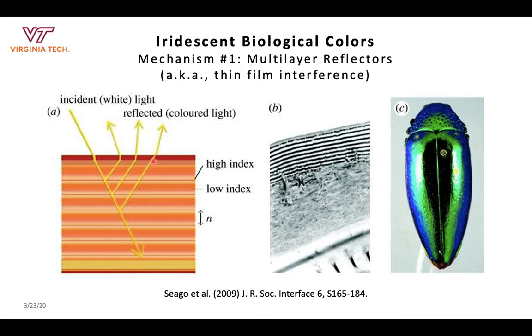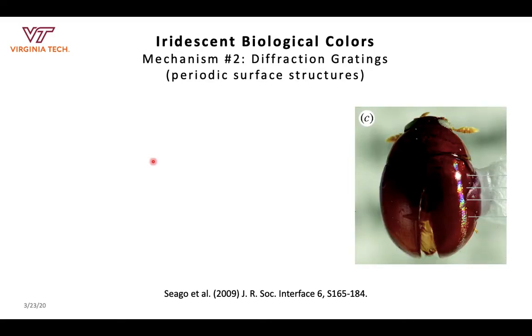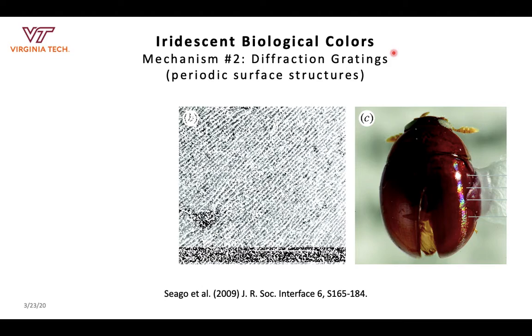Okay, so that's mechanism 1, multi-layer reflectors. Another mechanism, so here again, this paper is focused on insects. You can see on this sort of brown maroon kind of insect here that there's this band of very, very bright rainbow-like colors. Okay, and the origin of this is a different mechanism from the multi-layer reflectors. Here we're talking about diffraction gratings. So these are periodic surface structures.